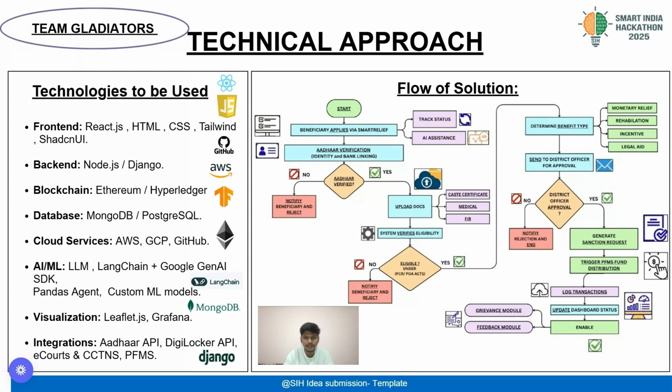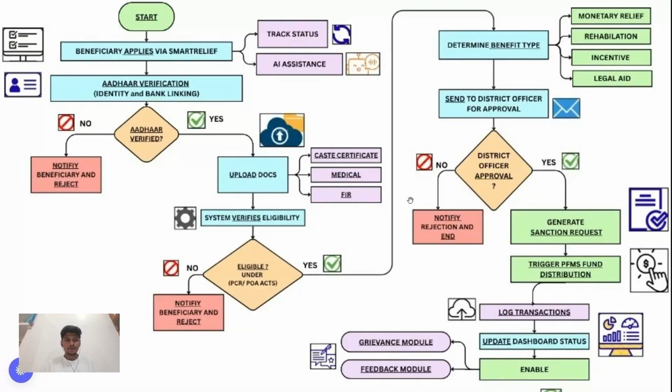And for the visualization of the data on our portal, we will use Leaflet.js, Grafana, and Prometheus. We will also do integrations for seamless real-time data fetching, that is Aadhaar API, DigiLocker API, eCourts, CCTNS, and PFMS APIs, to make the portal more real-time and accurate. And now here is the flow of our project SmartRelief.